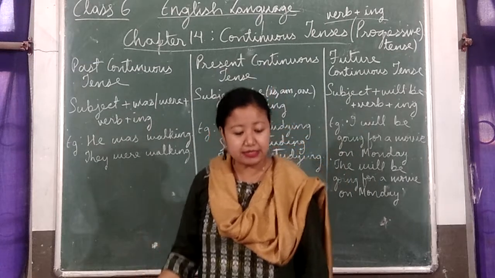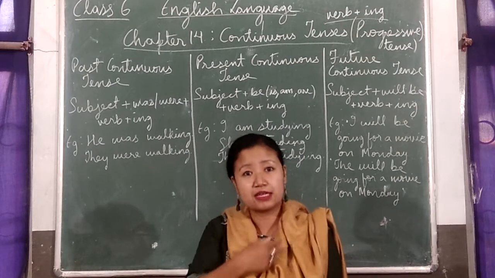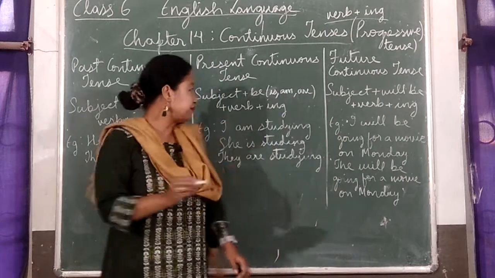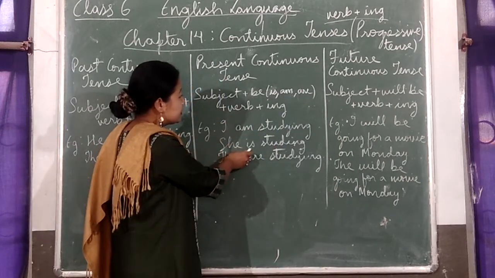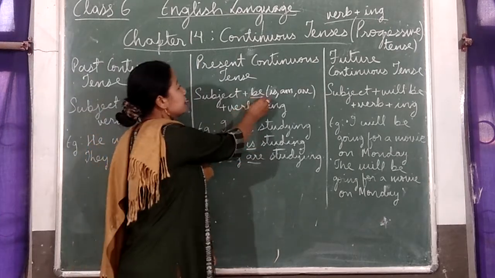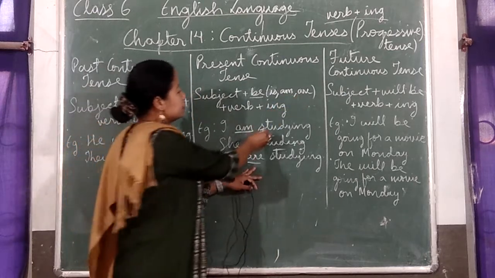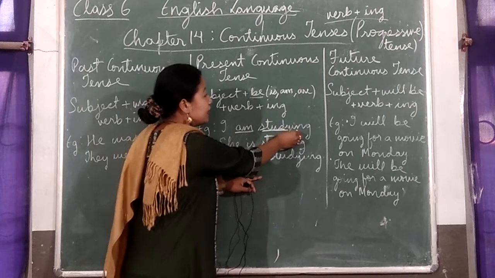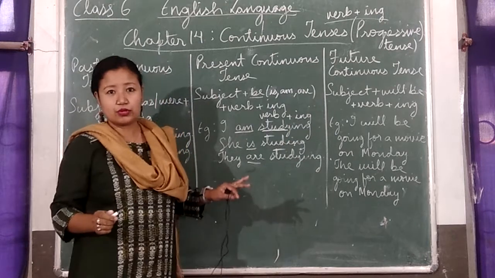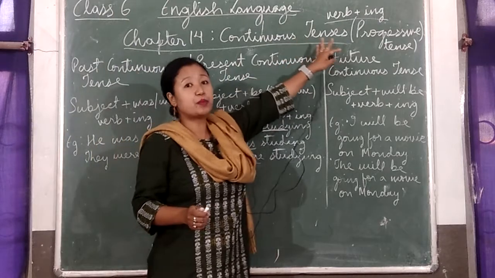Present tense. When I say present tense, it refers to the action happening now. So what are we doing now? We are studying. Okay, so if you look at the example here, I am studying. She is studying. They are studying. So here we are using the be verb: is, am, are, and the verb here, study, and you are adding ing. So this will be verb plus ing. Okay, that's all you are doing in continuous tenses. You are adding verb plus ing.